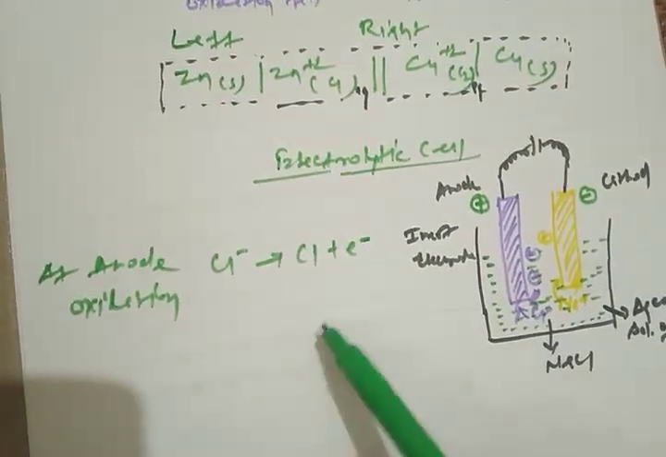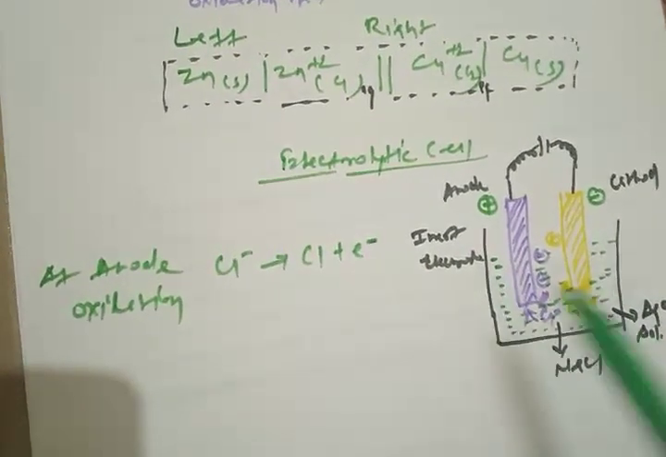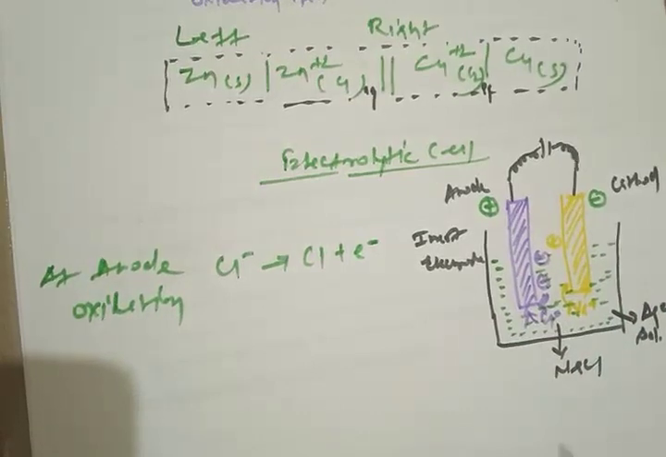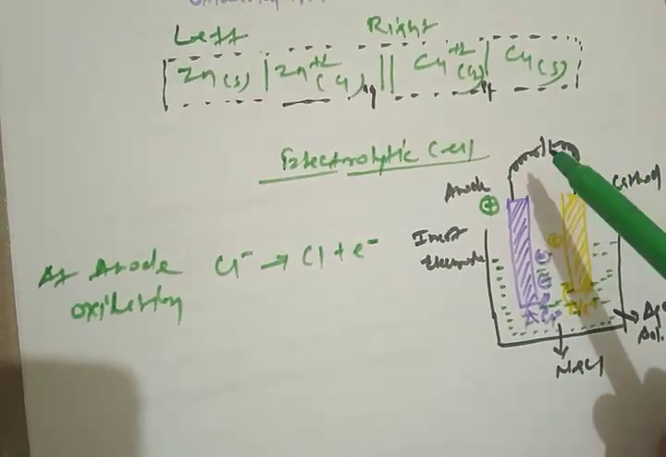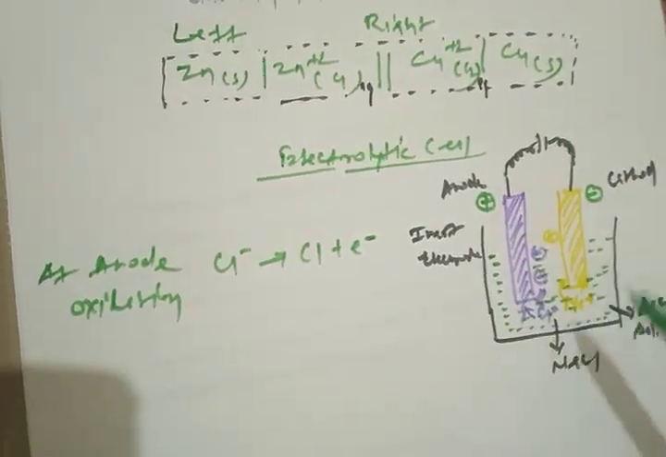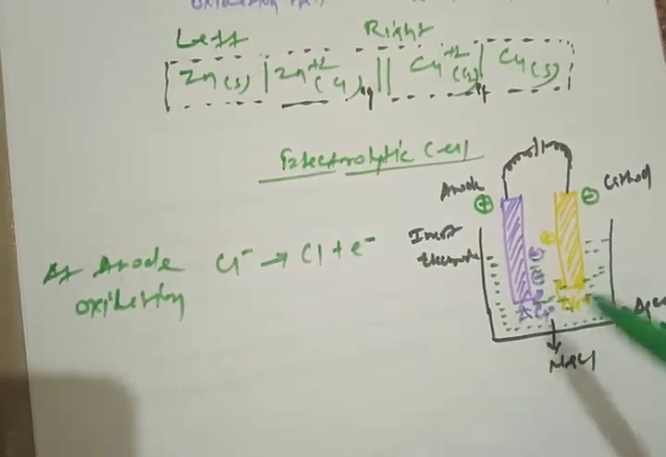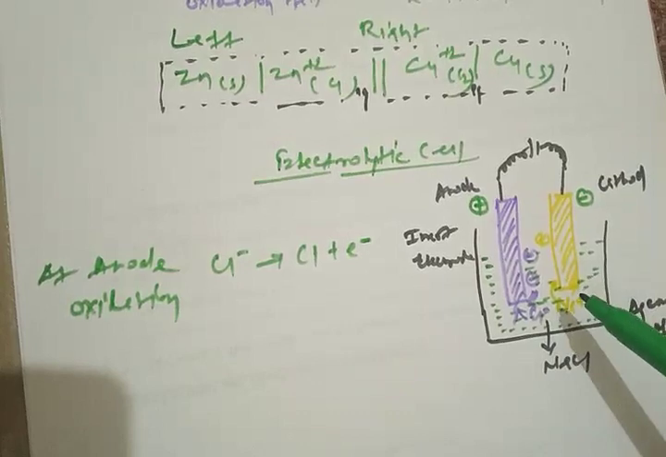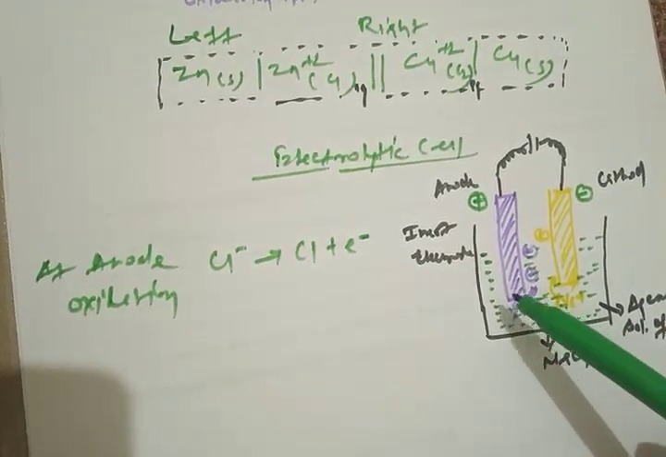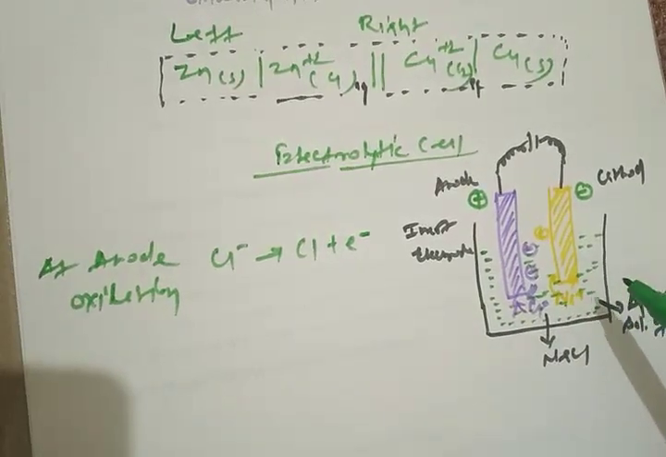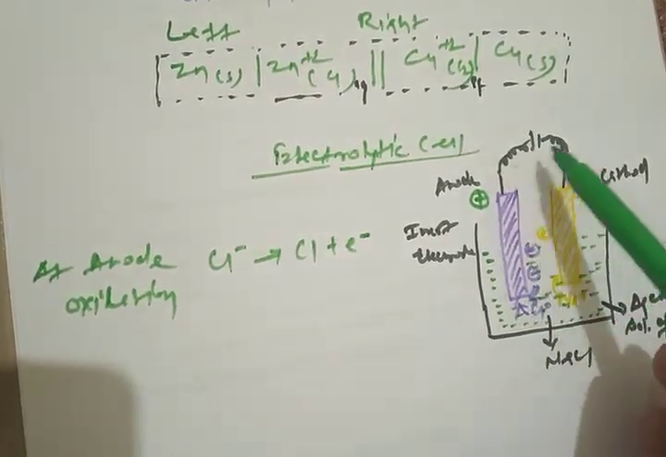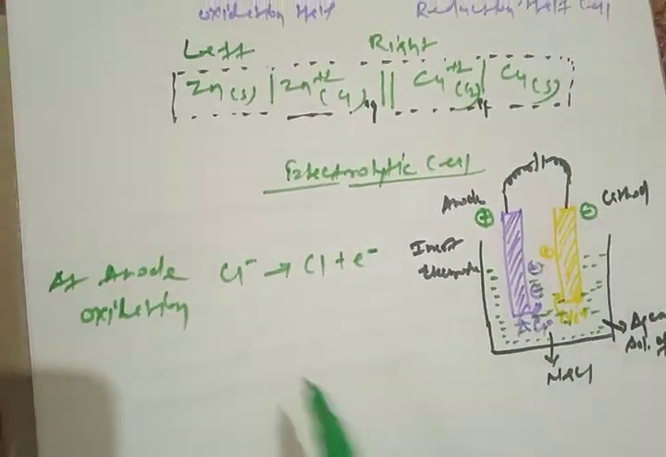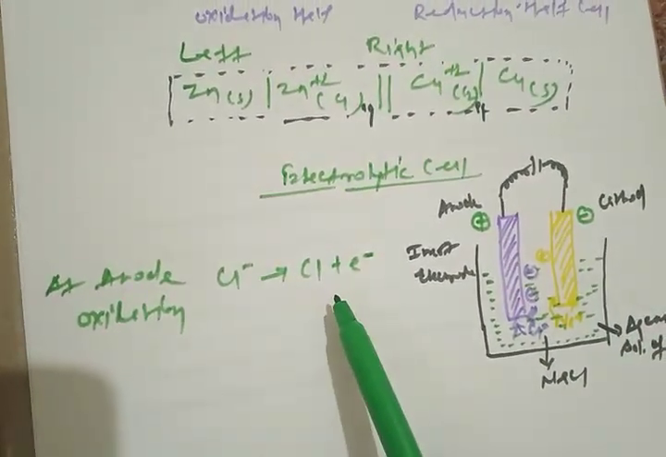Now this negative electron I'm talking about: when we give supply from the outside, the sodium chloride gets melted, and the negative charge electron will travel to this positive charge. As it is an inert electrode, the negative charge will travel towards this positive charge, and then the cell reaction will complete. So at anode oxidation occurs.